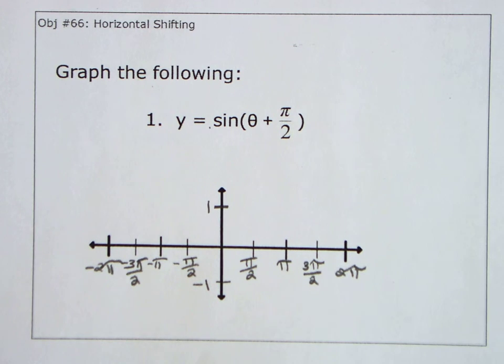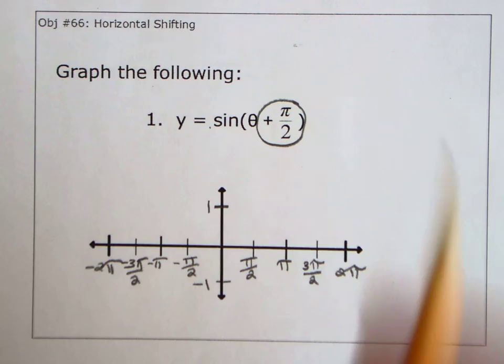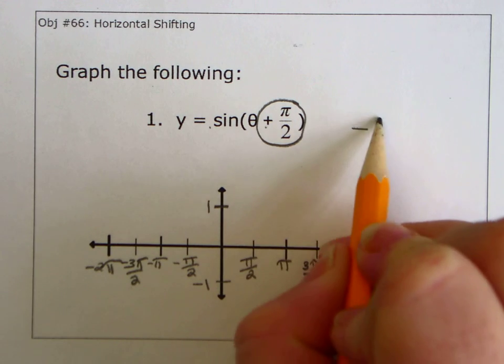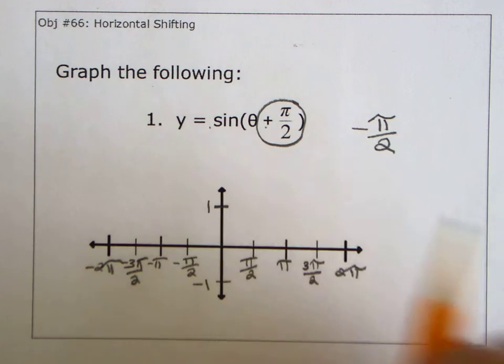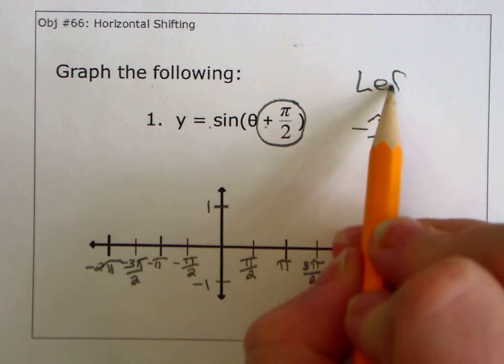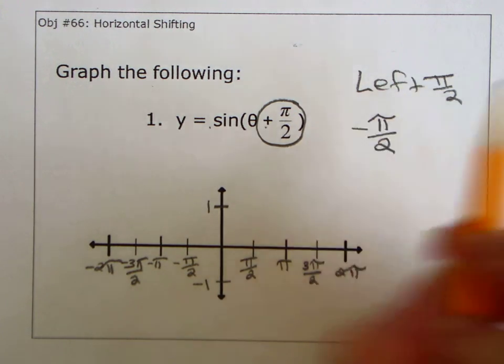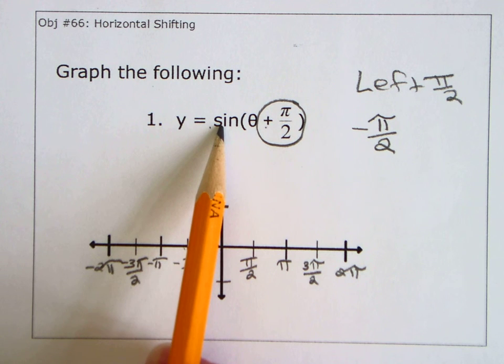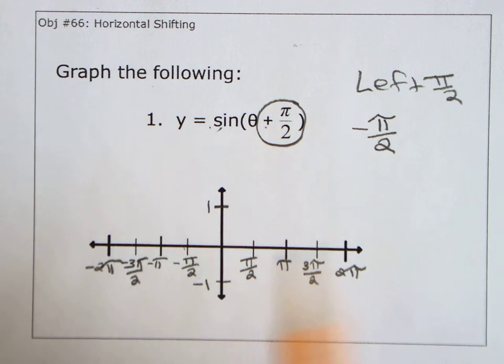All right, so where are we starting? We are going to start, look on the inside. What kind of shift is this? This is positive, change the sign. -pi over 2 is our starting point. So we're going to go left pi over 2. Now where does sine start? What's sine of 0? Sine of 0 is 0. So we're going to start right here.